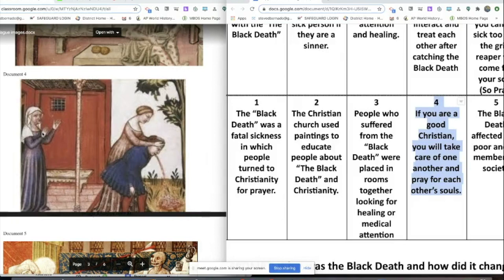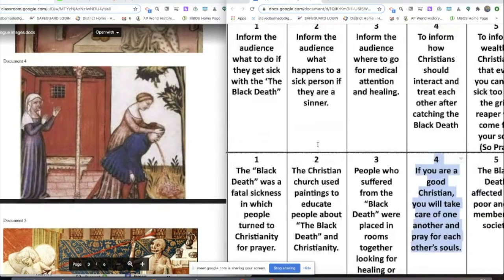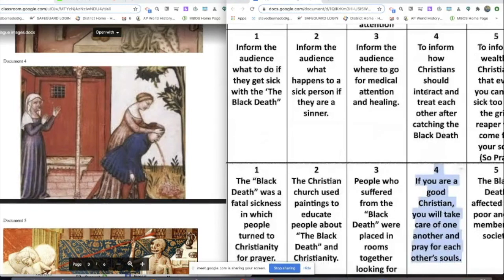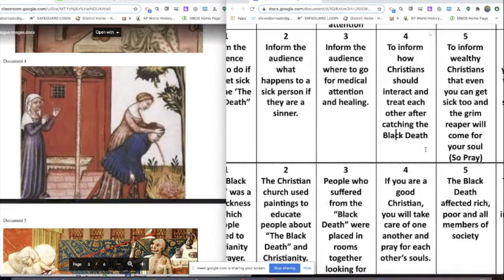That's how you perform analysis at a level 4 on these images. Make sure you're making these changes as I'm going through this. Okay, so we're on number 4. This was the purpose, and this was the message in the image. Make sure you're making your changes. We're going to move on to image 5.